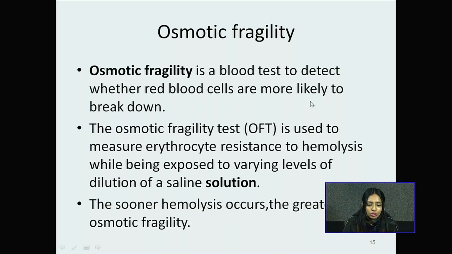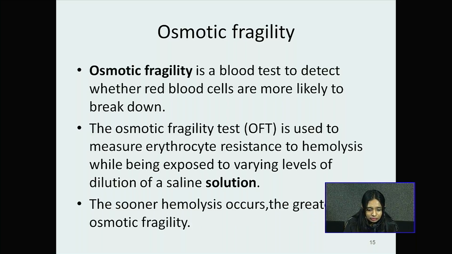Now comes the osmotic fragility. Now, what is osmotic fragility? Osmotic fragility is nothing but to check whether the RBCs break down easily or not, how fragile they are, and how easily they can withstand hemolysis. That is osmotic fragility, to check the hemolysis level, or to check the fragility of the RBCs.